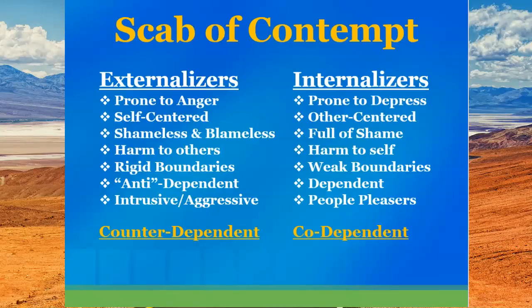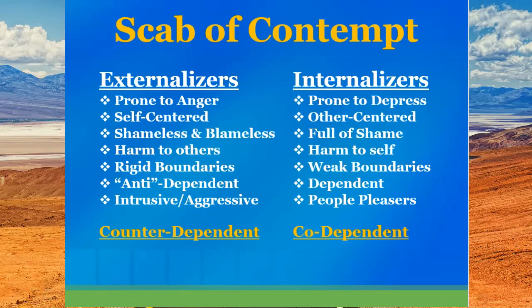They have rigid boundaries. You can't get through to them. You can't change their mind or convince them of anything. They profess to be anti-dependent, saying, I don't need you, I don't need anyone. And they're a bit intrusive and aggressive, meaning that you can say no, but they won't respect your boundary and walk right on through it.